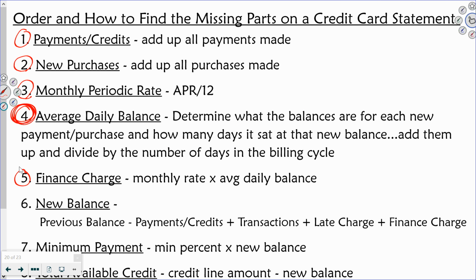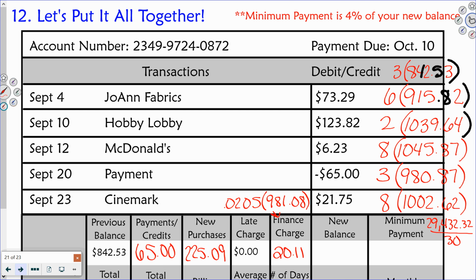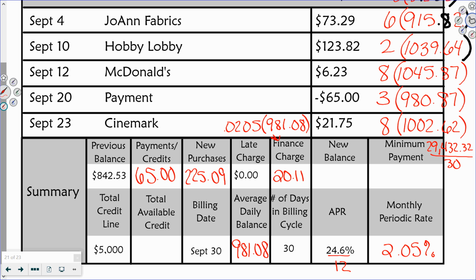New balance. That's that whole line of stuff, right? Transaction and new purchases are the same thing, kind of like interest and finance charge mean the same. Transactions, new purchases mean the same thing. All right, so finding new balance is what I'm doing next, right? That's when I just kind of use this all the way across. I start with my previous balance, I'm going to subtract this, and then everything else gets added.